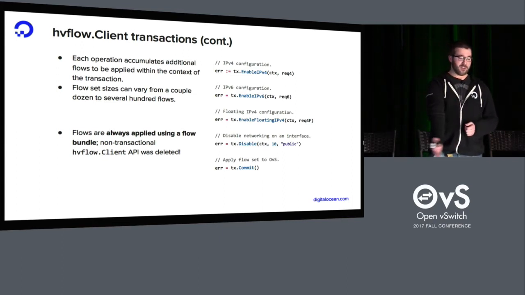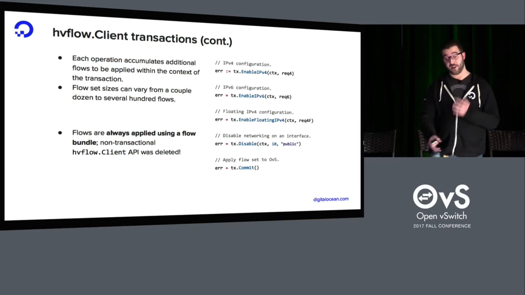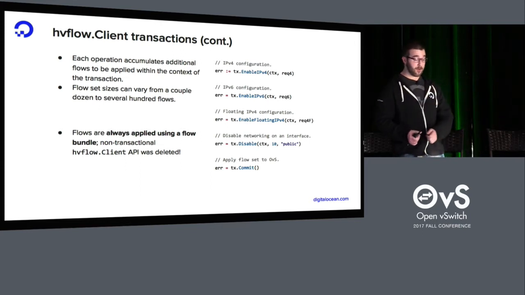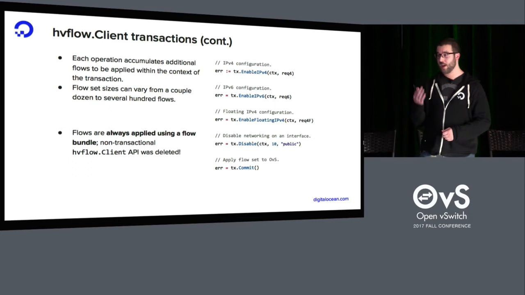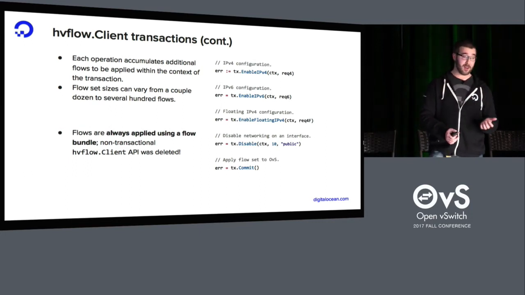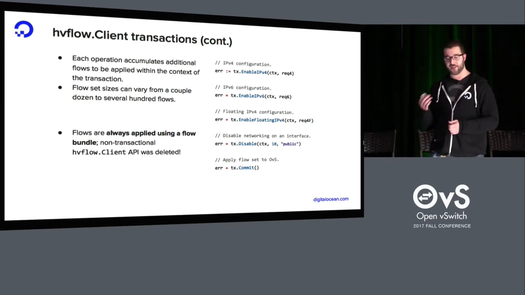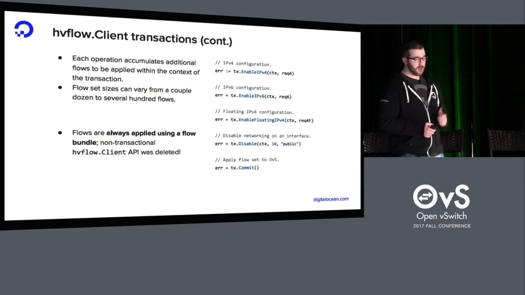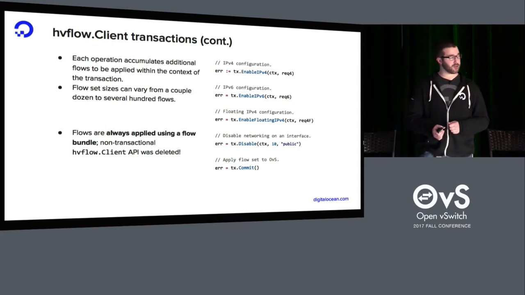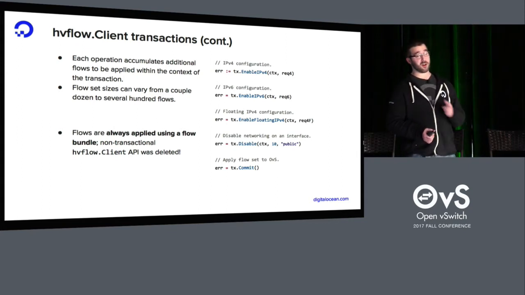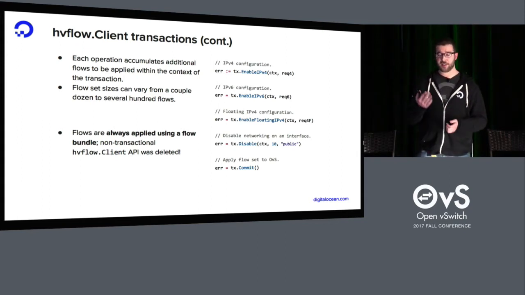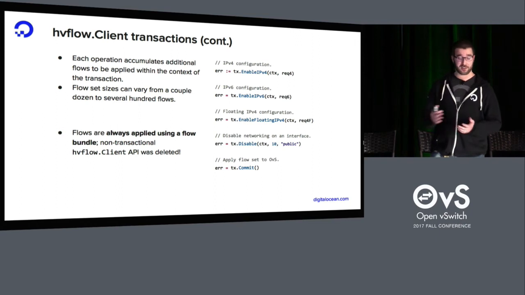And we have a set of example operations on the right, such as enable IPv4, enable IPv6, enable floating IPv4, disable connectivity, or commit the flow set to OVS. And our flow set sizes can vary from a couple dozen to several hundred flows per virtual machine, just depending. Finally, it's worth noting that our flows are always applied using a flow bundle. We had a non-transactional API before we started using OpenFlow 1.4, but we actually removed it because it just wasn't as useful or safe as the transactional API.